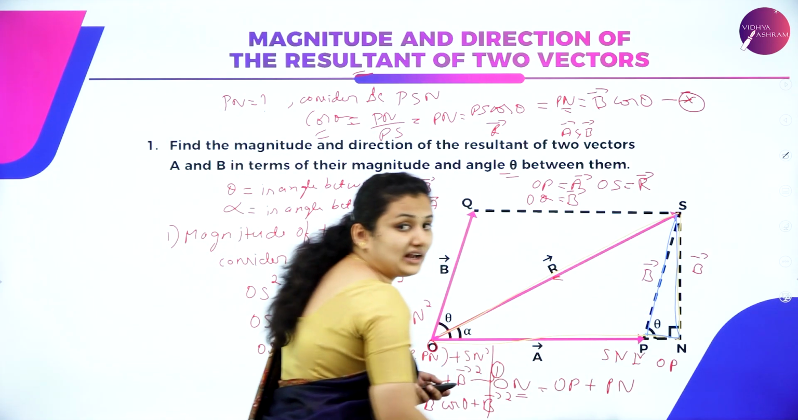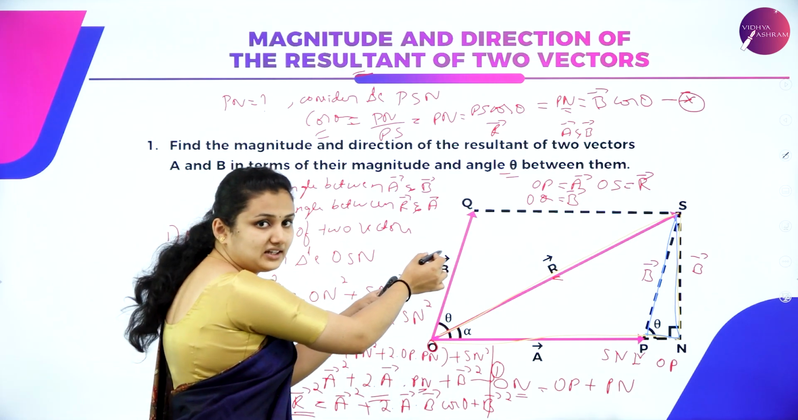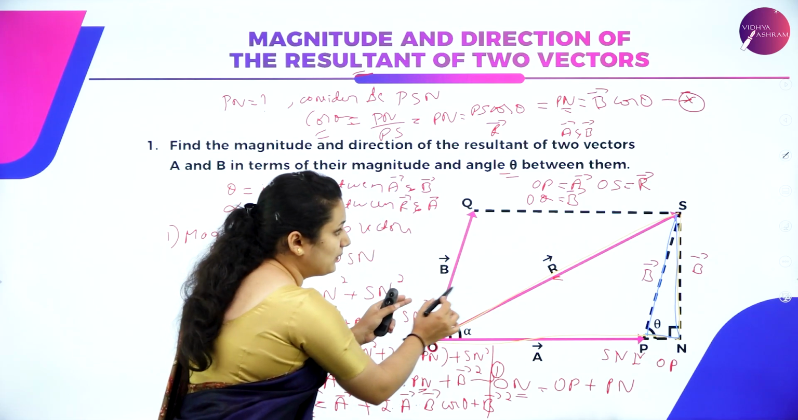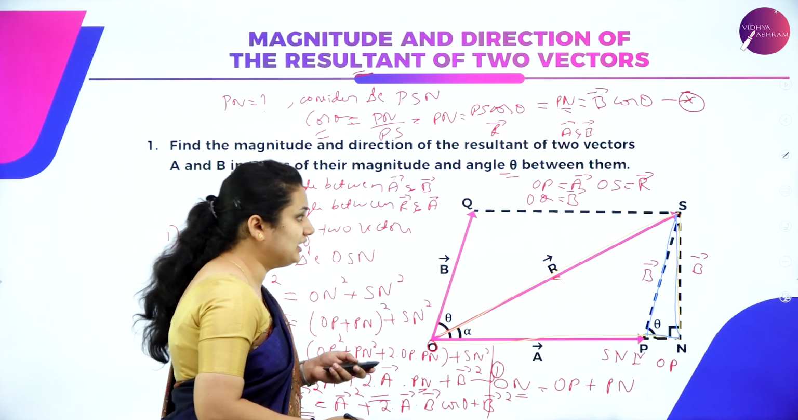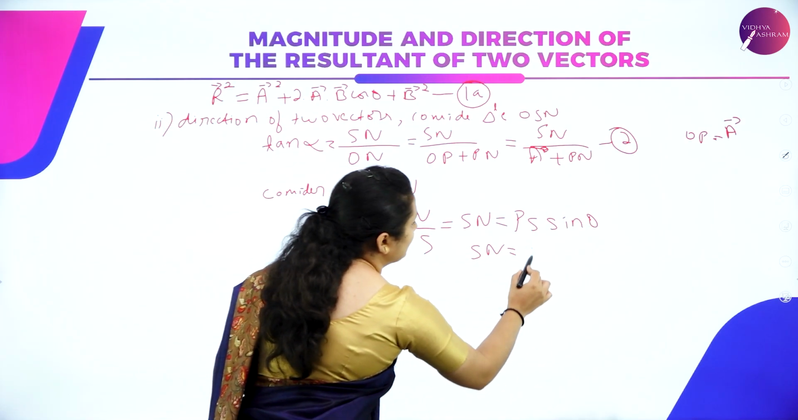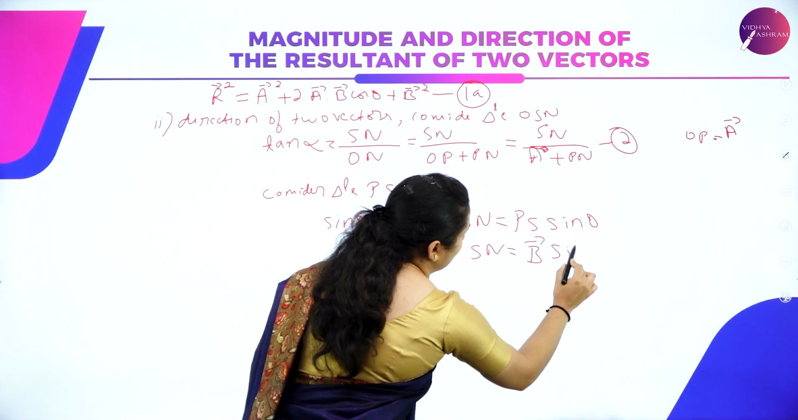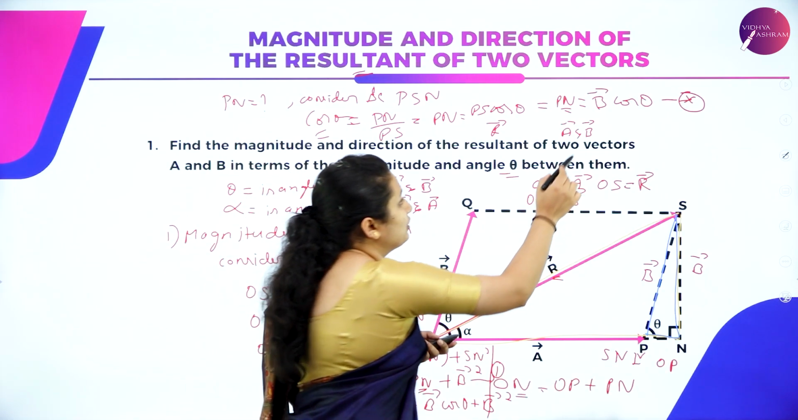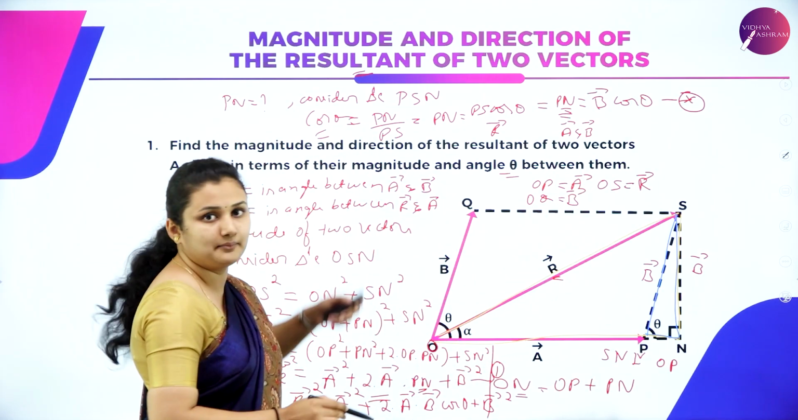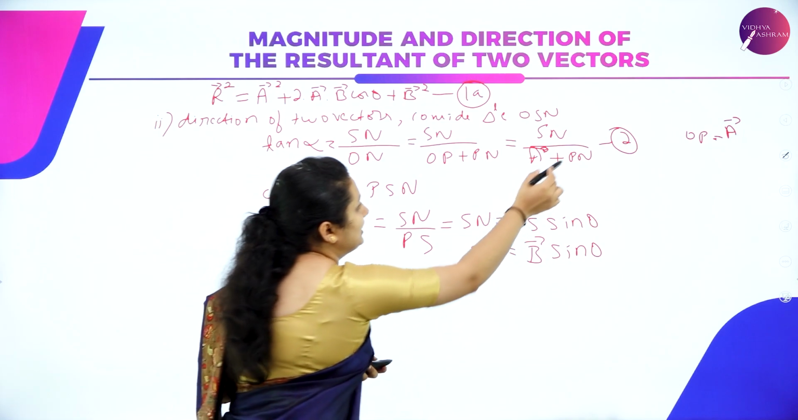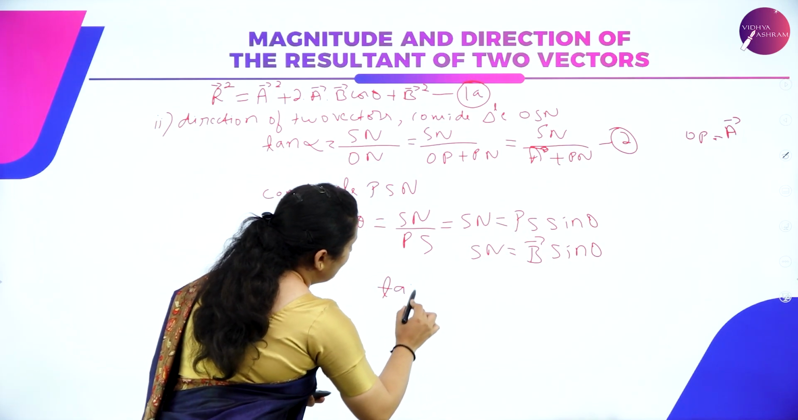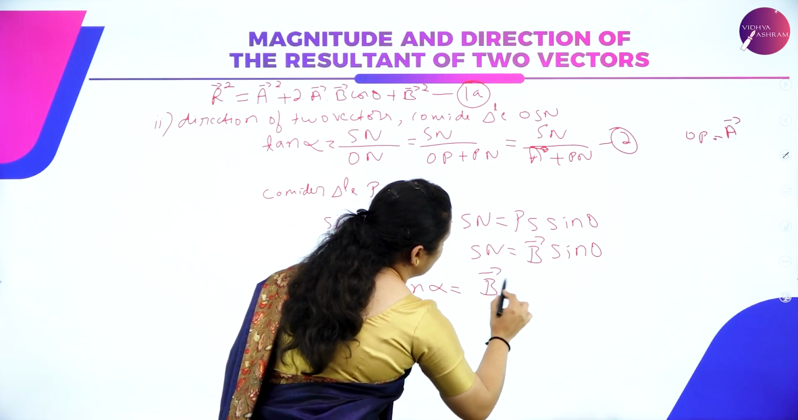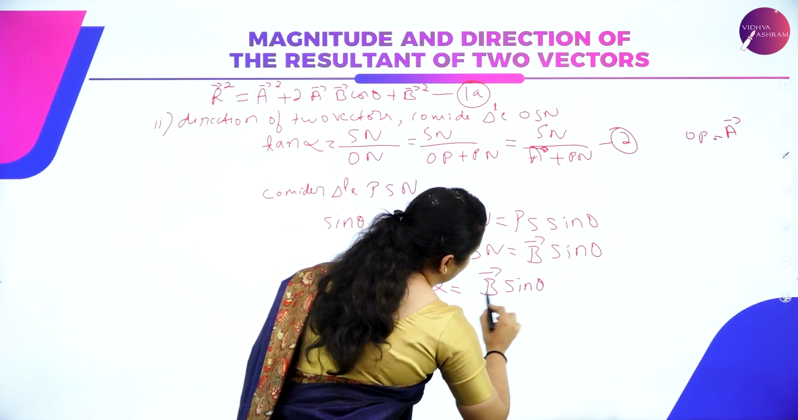PS is nothing but vector B, because OQ is vector B and OQ is parallel to PS, right? So if it is vector B, then PS is also vector B. Substituting, I will get B vector sine theta. So once I get SN, I also know the value of PN from cos theta. So substitute both the values in equation 2. So your tan alpha will be equal to SN, which is nothing but vector B sine theta.